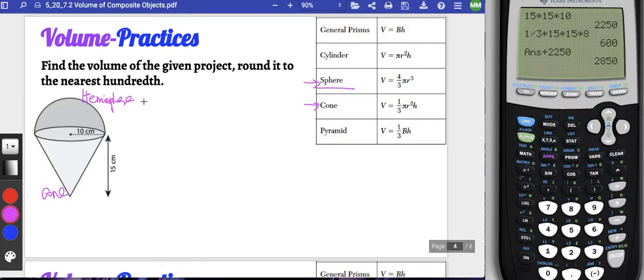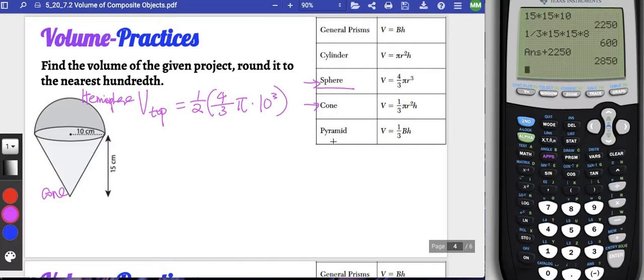So let's check the top part. I'm going to write down the top, but clearly we know this is a hemisphere, which means I'm going to use this one, but it's going to be half. Since it's going to be half of a sphere, I'm going to times a half to remind me this is going to be hemisphere. And then I'm going to replace the formula, which is 4/3 pi r cubed. R is the radius of the circle. In this case, it's actually 10 to the third power.